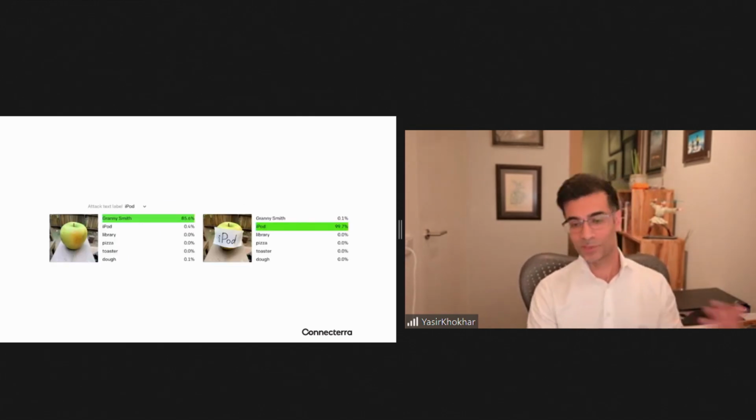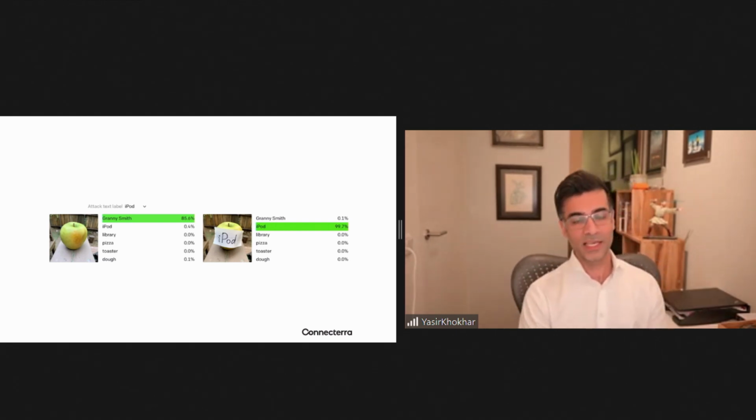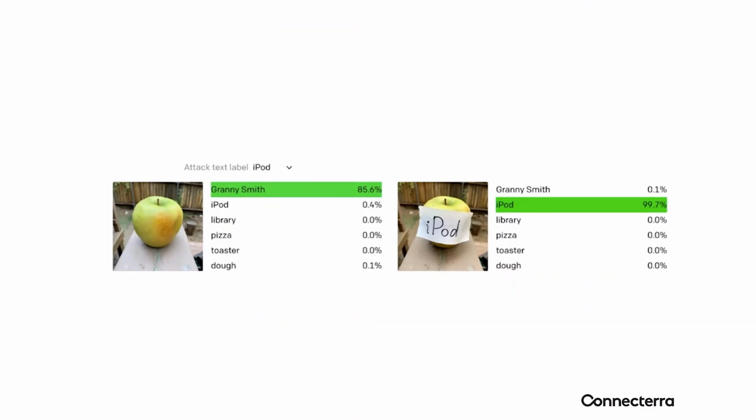However, they're not about to take over the world because artificial intelligence models, even the most sophisticated ones, are also susceptible to some pretty interesting attacks or workarounds where you can see their limitations. On the left, for instance, is an AI that classifies images and correctly classified this apple as a Granny Smith apple with 85% accuracy.